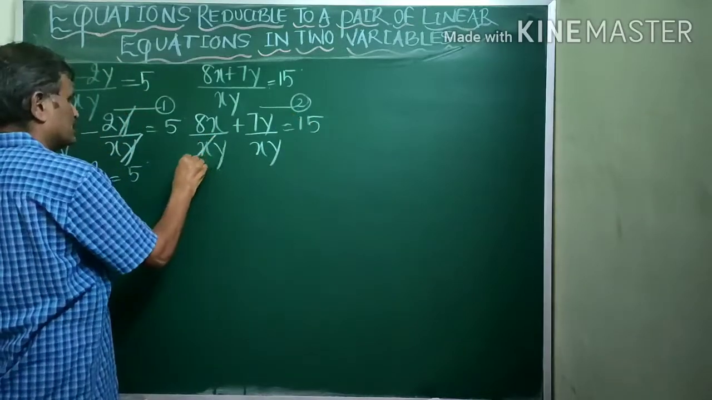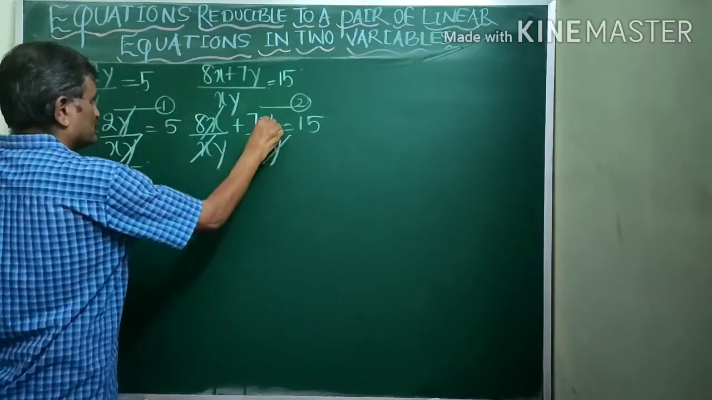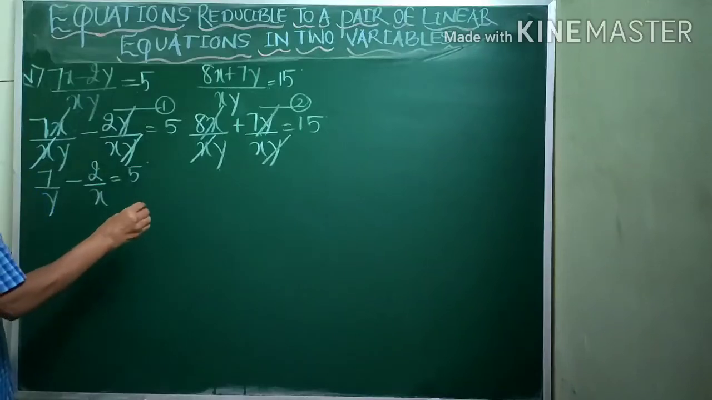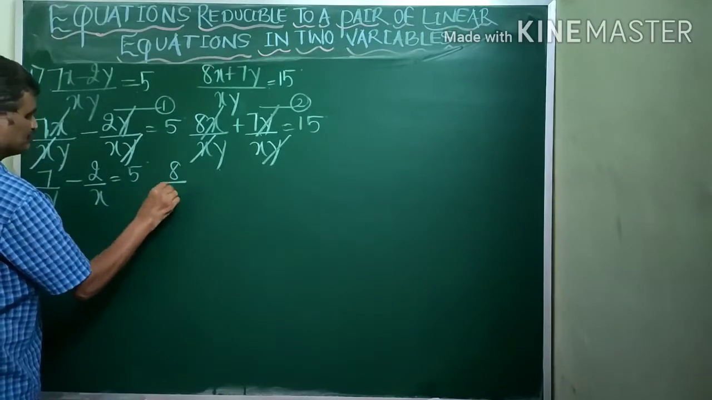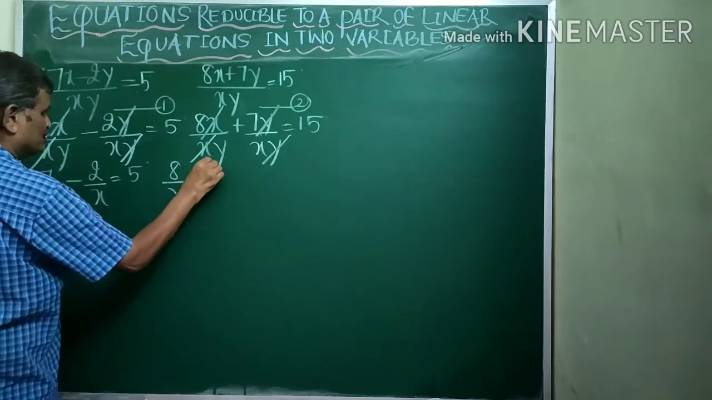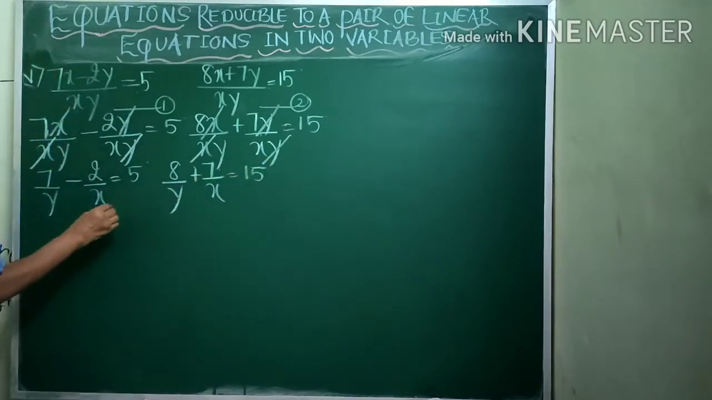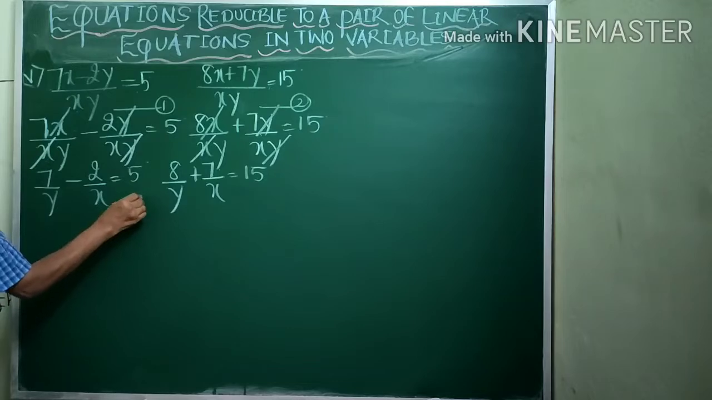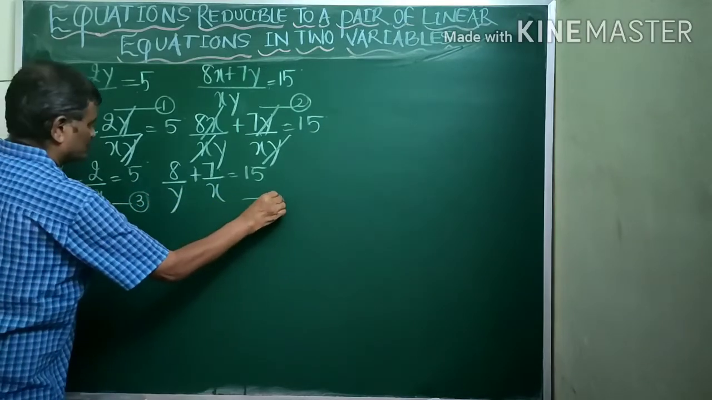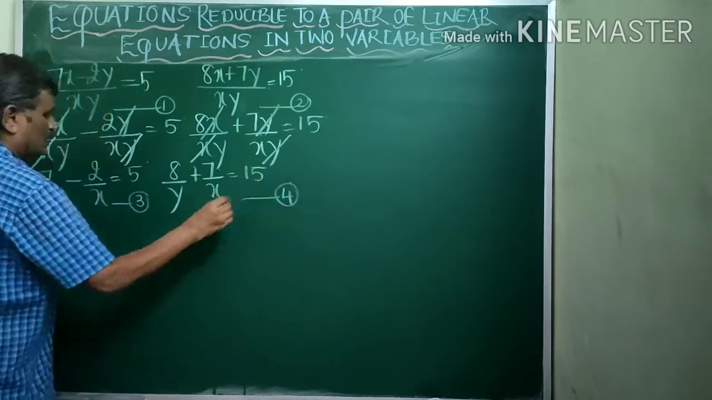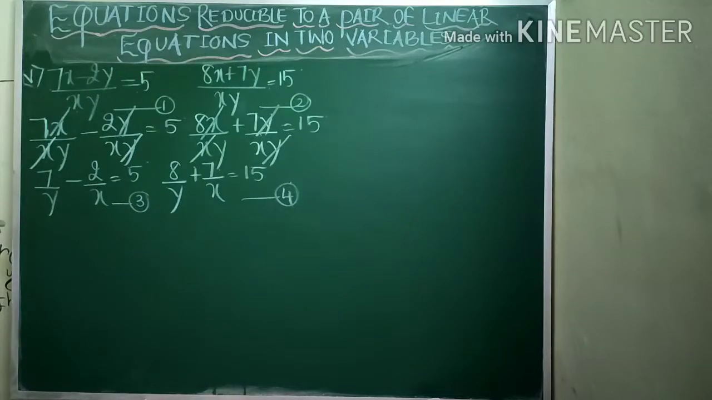See here, again x cancels with x and here y cancels with y. So I will be getting here 8 by y plus 7 by x is equal to 15. This I will call the third equation and this I will call the fourth equation. Again the same problem. When you see this problem, you feel that, sir, it is not a linear equation in two variables. What to do, sir? Yes, there is a solution for that.